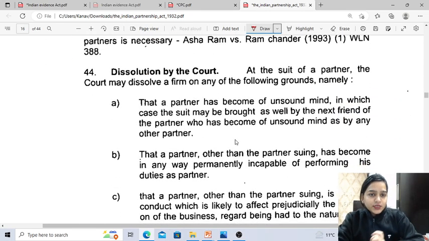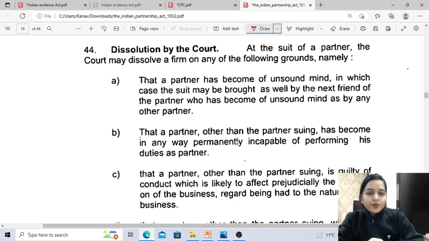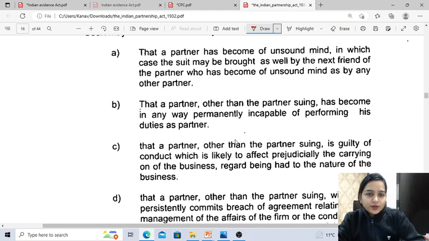Section 44 says regarding the dissolution by the court. This says at the suit of a partner, the court may dissolve a firm on any of the grounds that is mentioned here. तो पार्टनर अगर इन अनसाउंड माइंड का बन गया है इन विच द सूट जो है नेक्स्ट फ्रेंड ऑफ द पार्टनर या दूसरा कोई पार्टनर जो है सूट फाइल कर सकता है.